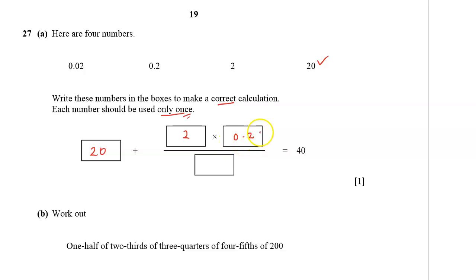2 times 0.2 gives me 0.4, and 0.4 divided by 0.02, let me see. I can multiply this one by 100 to make them whole numbers. So this will be 4, this will be 40 actually, divided by 2, and therefore this will be 20. Yeah, got it. So 20 plus 20 gives me 40. That is correct.